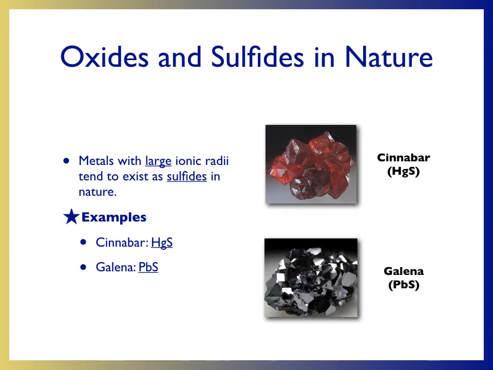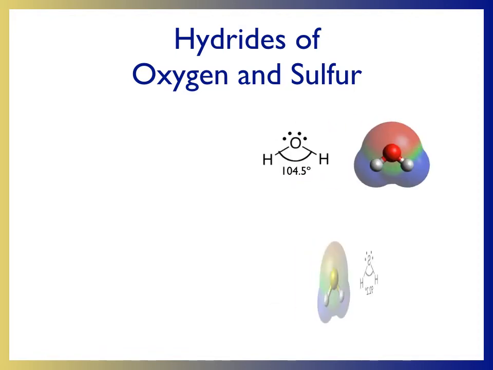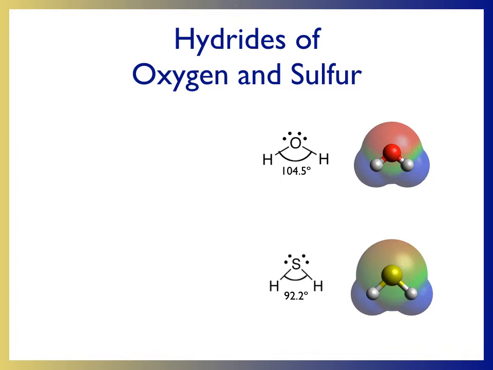Another type of compound that we can compare are the hydrides of oxygen and sulfur. We did a similar comparison with the hydrides of phosphorus and nitrogen. Here are the Lewis structures and ball and stick structures for water and hydrogen sulfide, H2O and H2S. Also shown are electrostatic potential maps for both molecules.